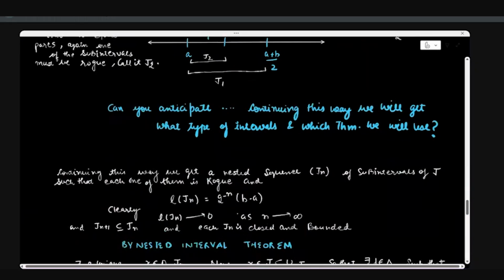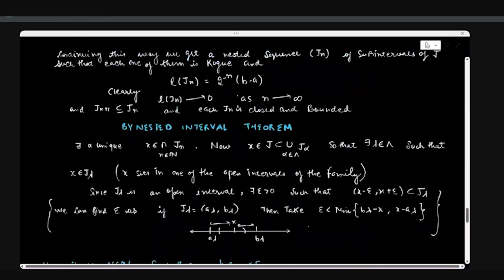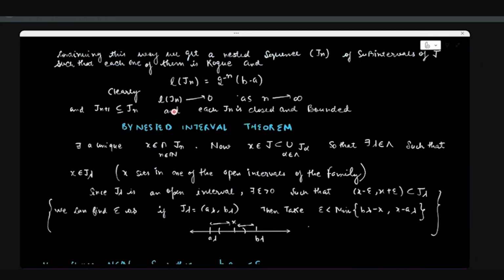Here I have written the same thing. The subintervals we get satisfy all the properties in the nested interval theorem. So by the nested interval theorem, there is a unique point in the intersection of all the Jn's. Let me name it x. Now, as x belongs to all the Jn's, and the Jn's are subintervals of J, x belongs to the union over alpha in lambda of J alpha.